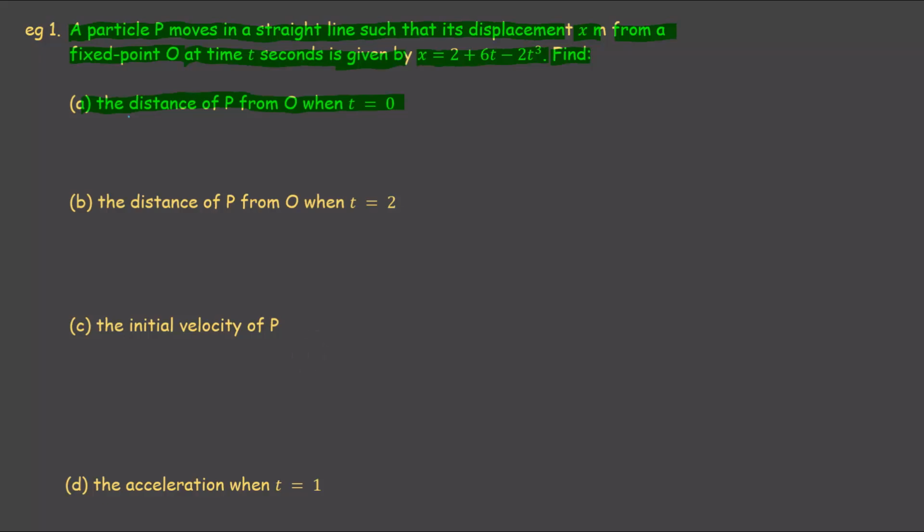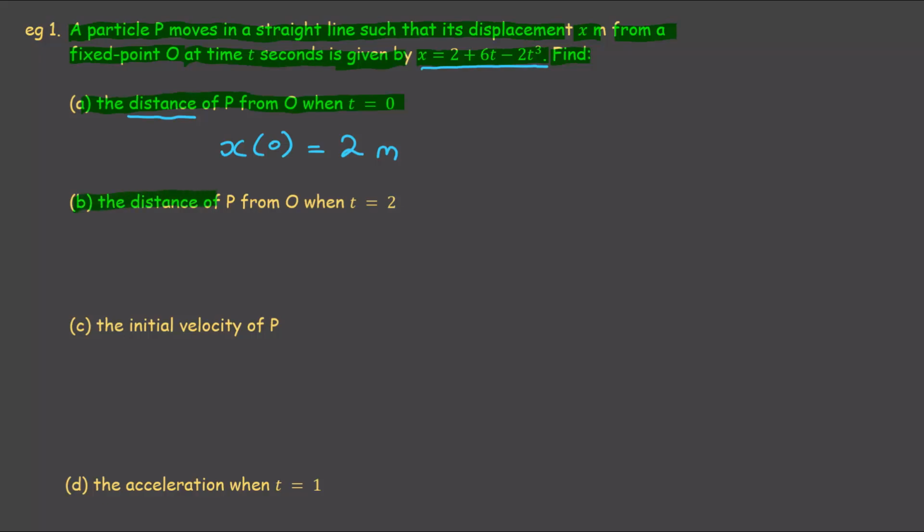Actually, it's distance, so the sign won't matter. So we just need to calculate x of 0, and we get just 2 if we substitute t equals 0 into this expression. So x of 0 is 2, and that is in meters.